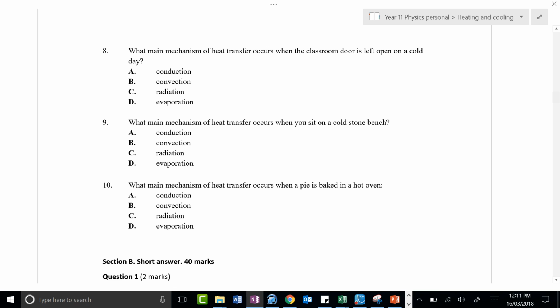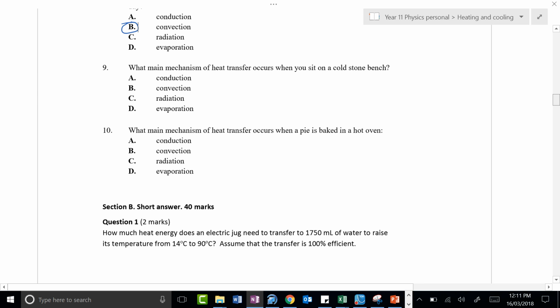Convection it is. When you start thinking about wind and currents, then we're thinking convection. Air is a gas. And what main mechanism of heat occurs when you sit on a cold stone bench? Hanako? Conduction it is, very good.